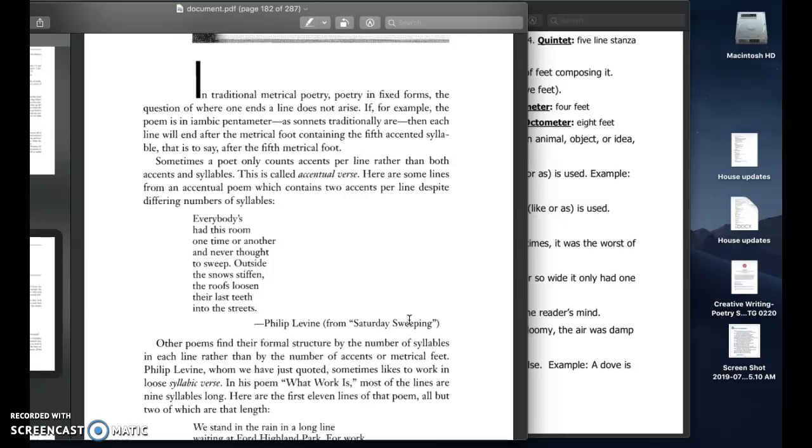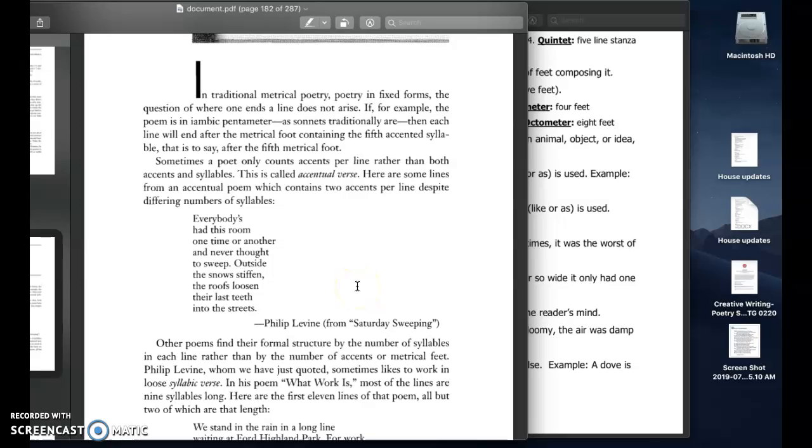And I think the book lays it out really well, because he talks in great detail to give you a good sense of a great number of these really important aspects to consider when reading poetry. He also starts us off by talking about traditional metrical poetry, poetry in fixed forms. The question of where one ends the line does not arise. You can usually tell that. But sometimes a poet only counts accents per line rather than accents and syllables. That's accentual verse, which you can see right here from Philip Levine's poem.